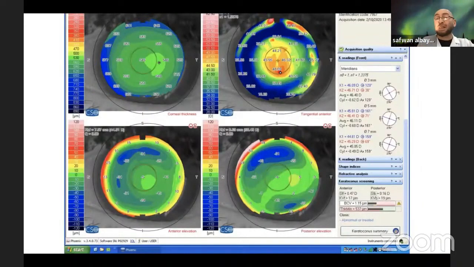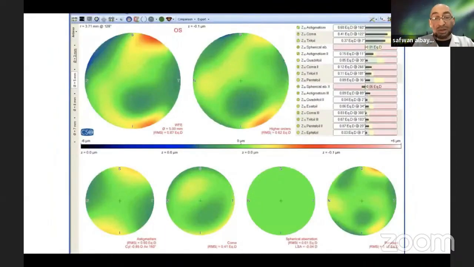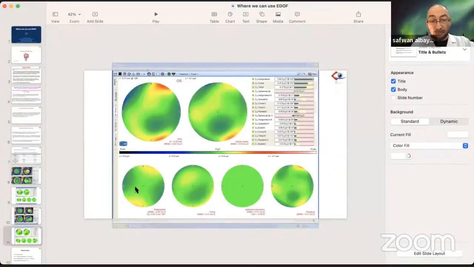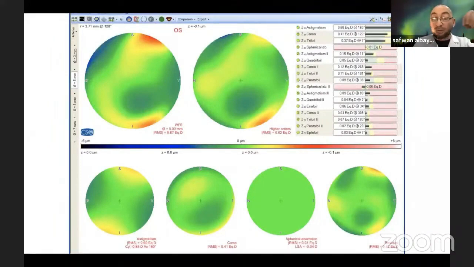Now that's for the left, and in the left the K can reach 48. So I was concerned that the left might have more post-op starburst and halos than the right. And if we look at the higher order aberrations, we can see that the coma is 0.4. That's why I was concerned about it.